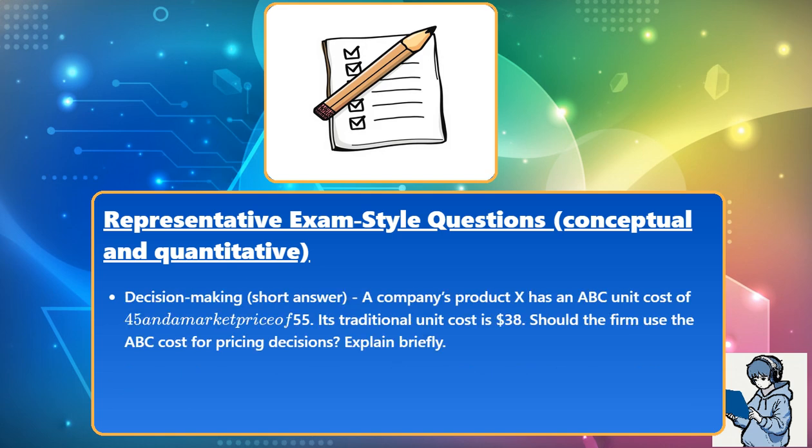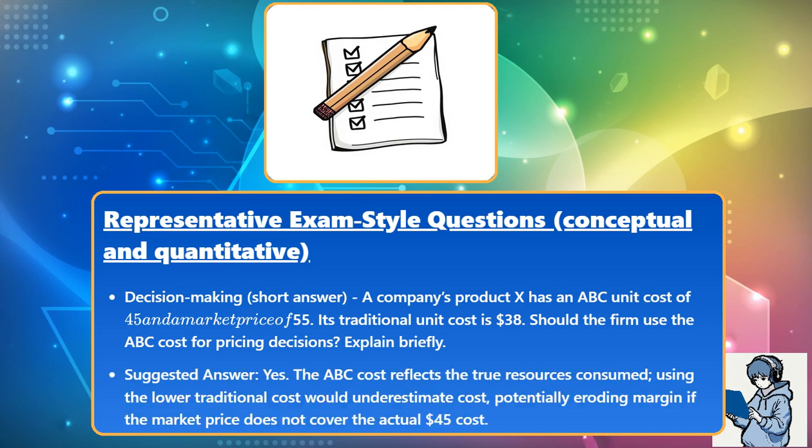Decision-making short answer: a company's product X has an ABC unit cost of $45 and a market price of $55. Its traditional unit cost is $38. Should the firm use the ABC cost for pricing decisions? Explain briefly. Suggested answer: yes, the ABC cost reflects the true resources consumed. Using the lower traditional cost would underestimate cost, potentially eroding margin if the market price does not cover the actual $45 cost.